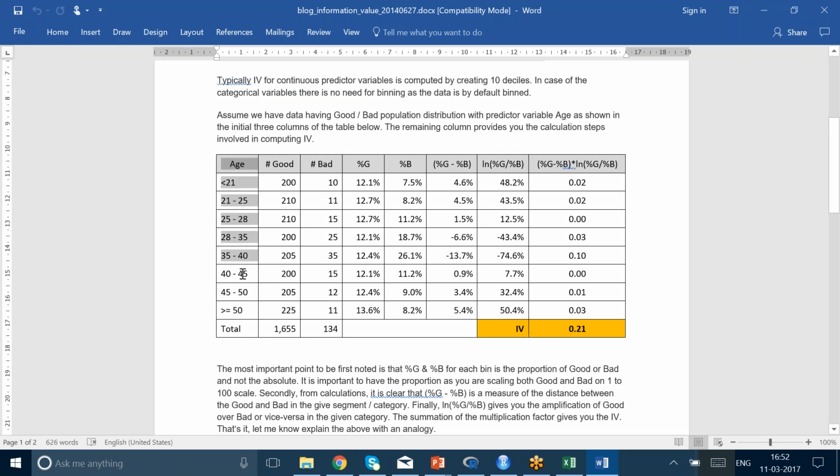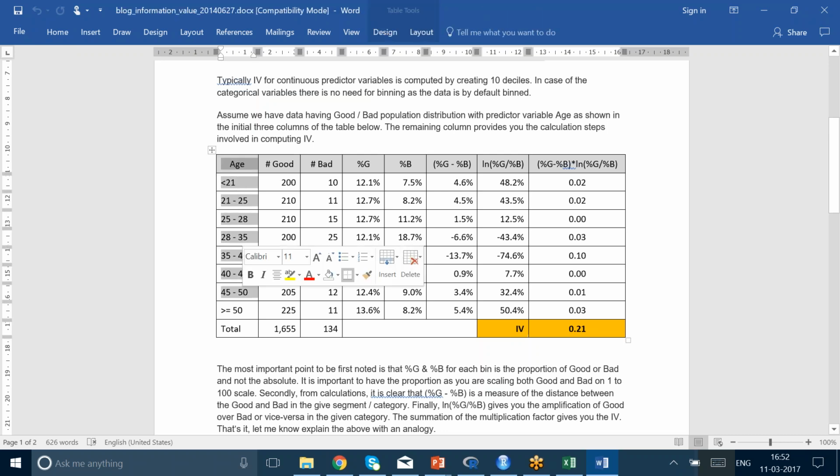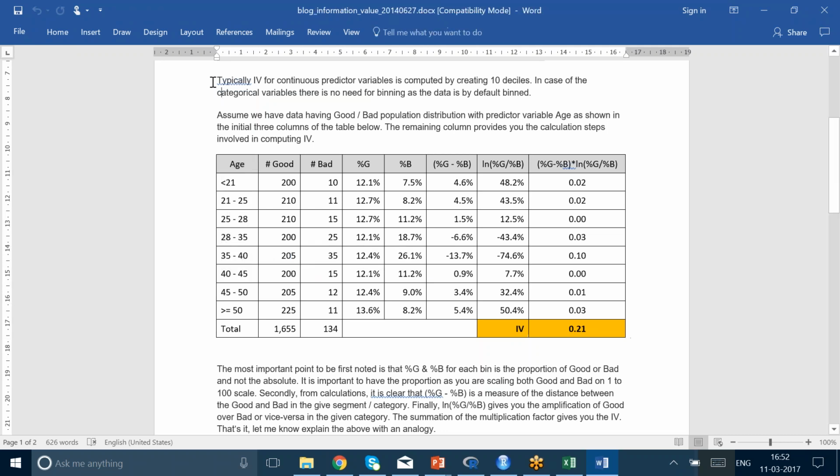Say age is my variable. Now the first step, if it is a continuous variable, in information value calculation is we typically bucket it into 10 deciles, and then we convert that continuous variable into a categorical variable. 10 slabs will be formed.